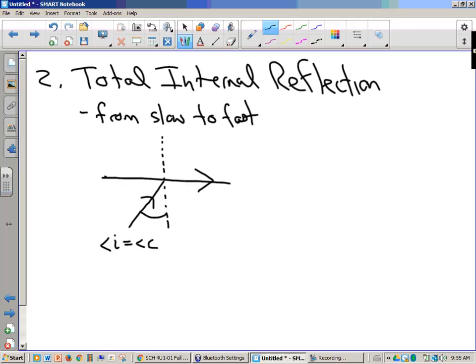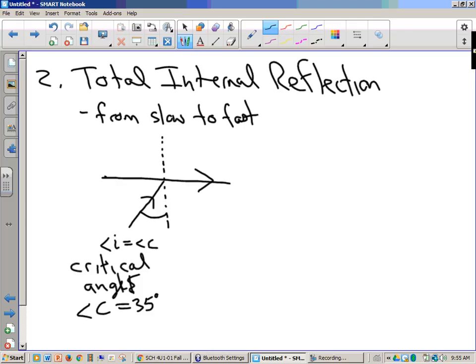This is what we called the critical angle. Critical angle. All right? Now, let's say that we have a critical angle, and I'm going to just pick an example. Let's say the critical angle, angle C, is 35 degrees. Sound like a good plan?